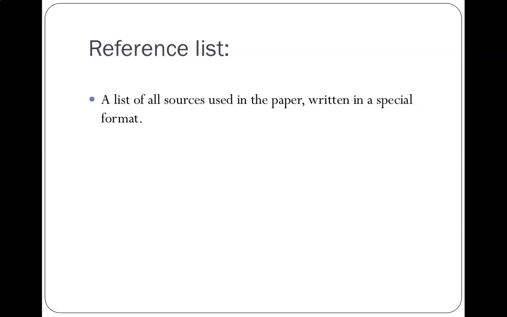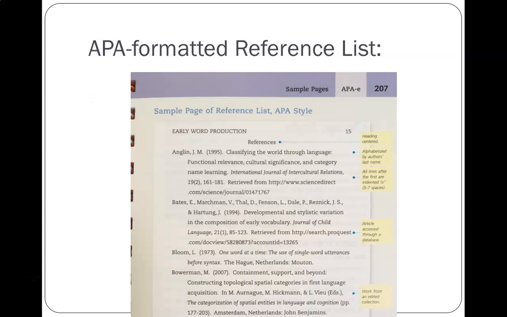Okay, but you also need a reference list, right? The reference list lists all the sources used in the paper, written in a special format. Here's an example. So these two work in tandem. As the reader reads the paper, they're getting information that you've borrowed. They have a short in-text citation, and based on that, they go to the end of the paper and see the references, and they can find the article if they want to get it. That's the idea.